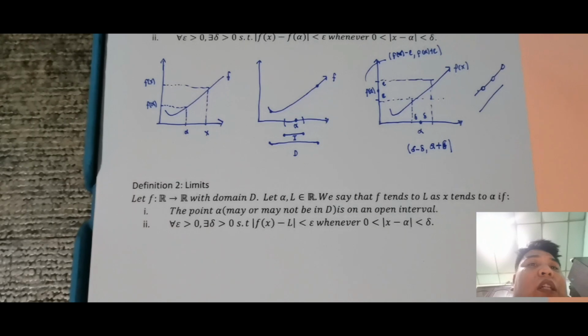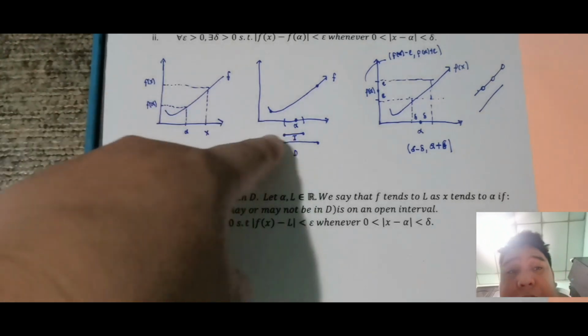Punta tayo kay definition 2, si limits. So definition 2, let f be a function mapping from R to R with domain D. Let alpha and L element ng real number. We say that f tends to L as x tends to alpha if number 1, the point alpha may or may not be in domain D. So possible nasa labas. So magkaiba sa kanina dito.